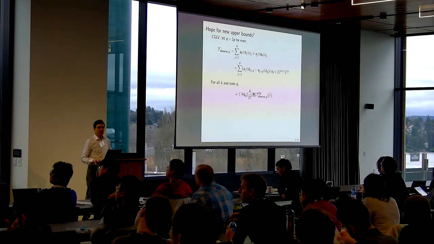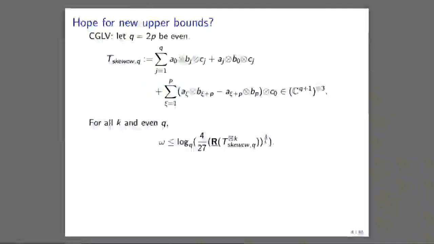Now, let me try to give you some good news for upper bounds fans. We spent some time looking for new tensors. I'll explain how we look for them in a moment. But one of them we found is a sort of skew-symmetric cousin of the Coppersmith-Vinograd tensor. I'll make that precise in a moment. That has the exact same behavior for upper bounds on the exponent.